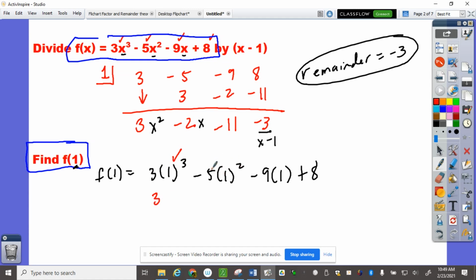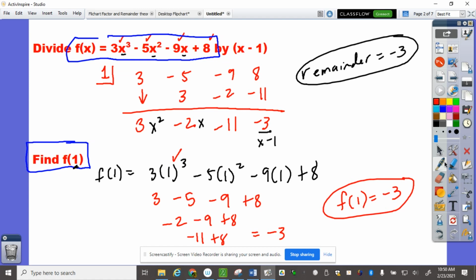1 squared is 1 times negative 5 is negative 5. Negative 9 times 1 is negative 9, and plus 8. 3 minus 5 is negative 2, minus 9 is negative 11, plus 8 will give you negative 3. So f of 1 is equal to negative 3. Do you notice anything same or similar here? The remainder here is negative 3 and f of 1 is equal to negative 3, and you're correct.